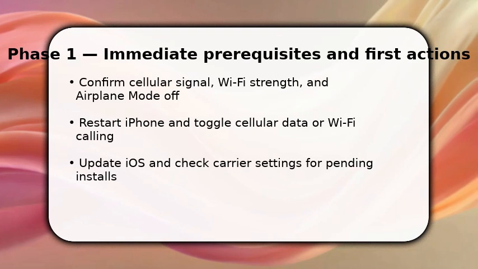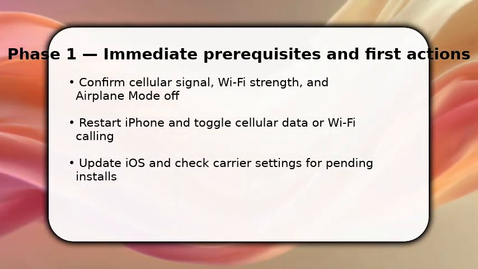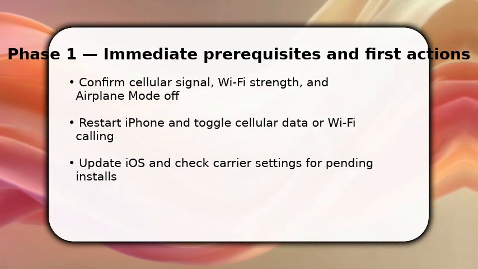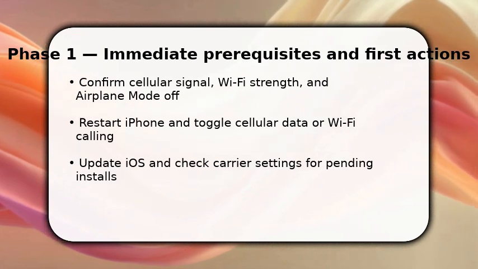You start by confirming the basics so you can isolate the issue quickly. Check signal bars, make sure airplane mode is off, and verify Wi-Fi strength. Once done, restart the iPhone to clear transient errors.